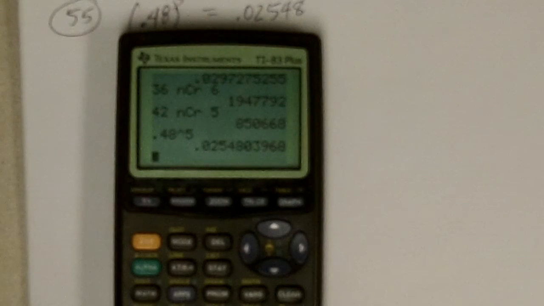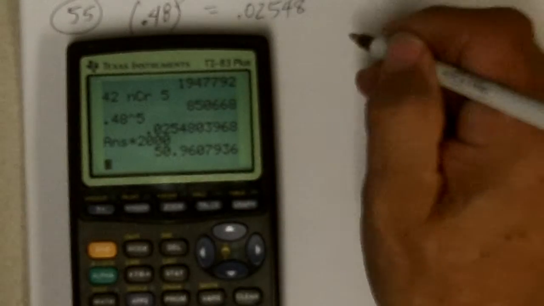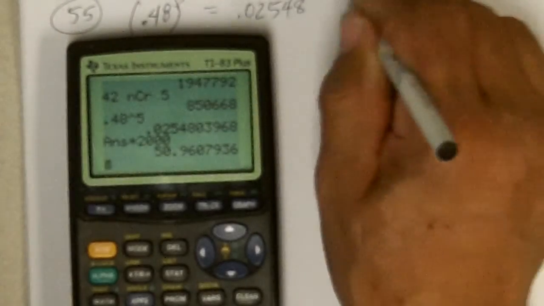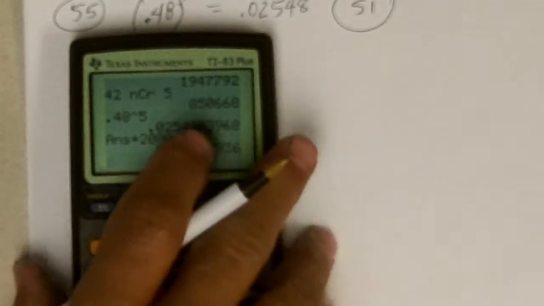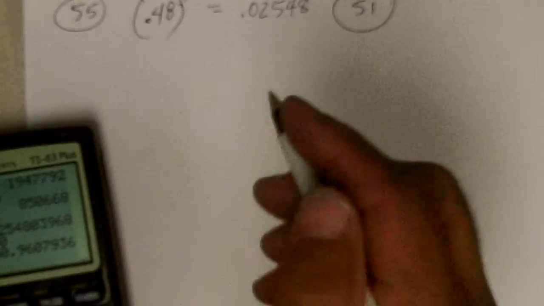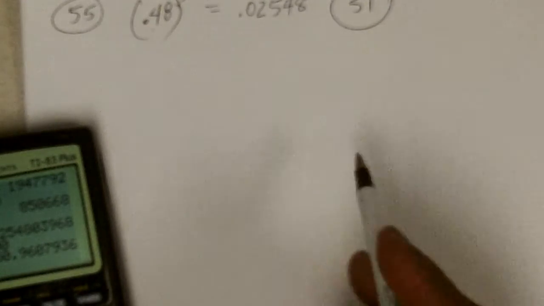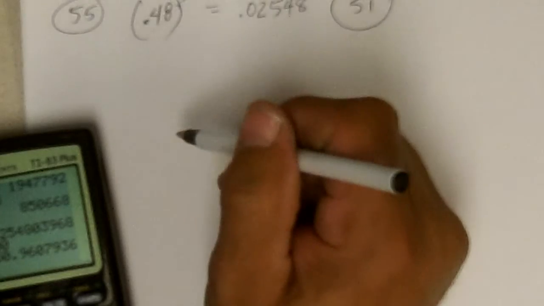On average, how many of the 2,000 people? We take that times 2,000, and we get about 51 people. So you'd expect about 51 to win five in a row. It probably seems more than you would expect, but if you've got a 50-50 chance, or almost 50-50, that's pretty good odds.